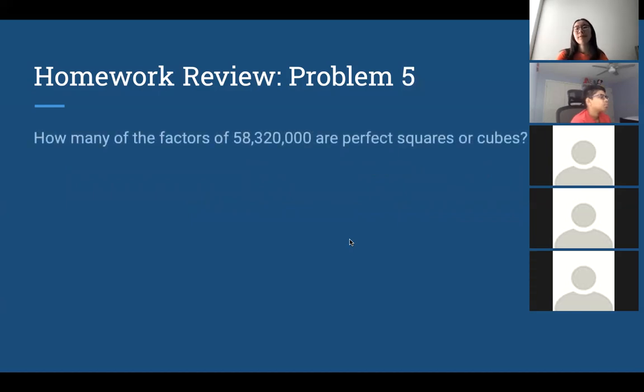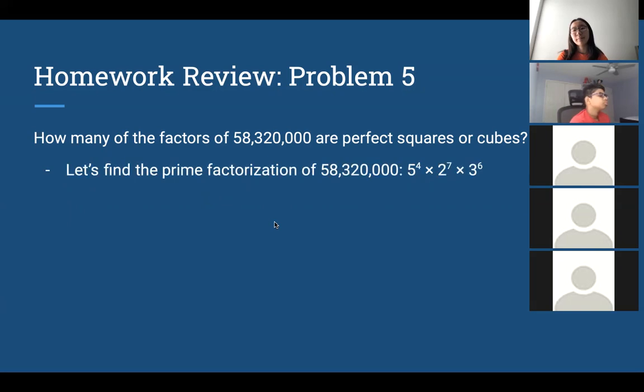All right, so problem 5, how many of the factors of 58,320,000 are perfect squares or cubes? So we're going to find the prime factorization. And now going back to perfect squares, those would be how many have only even numbers in their exponents, while perfect cubes would require them to have a 0 or a multiple of 3 as their exponent.